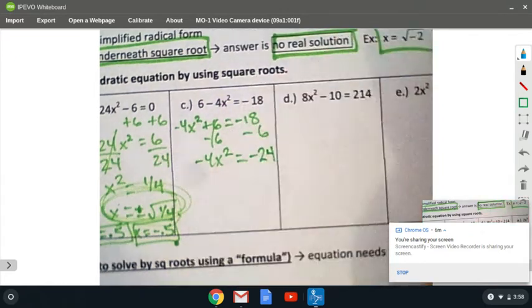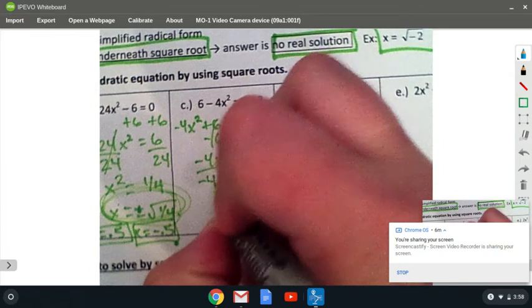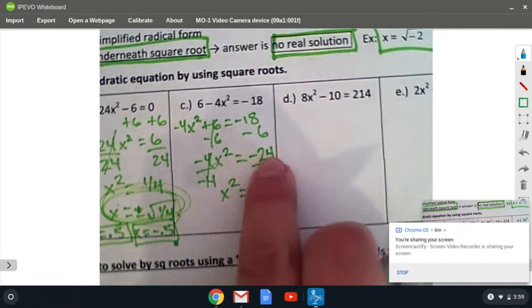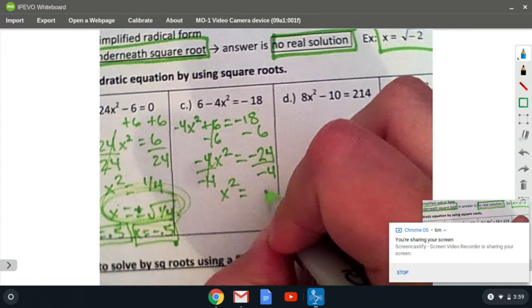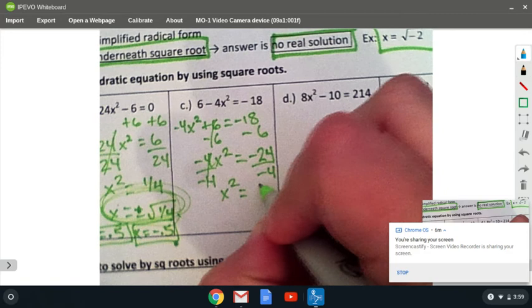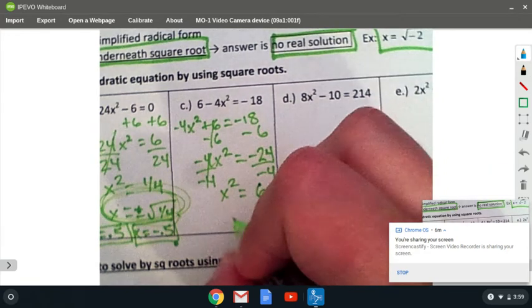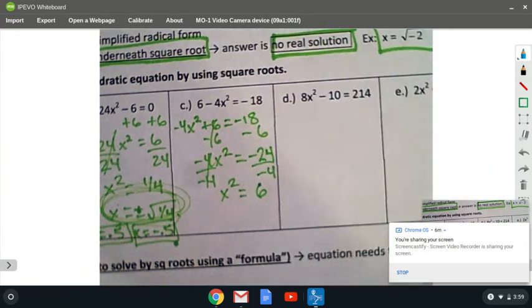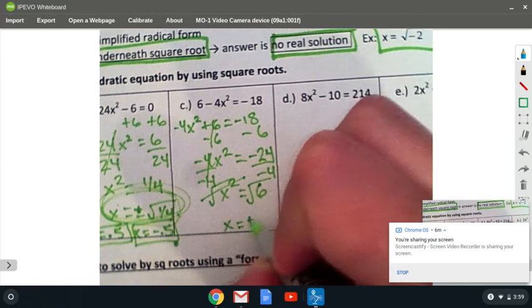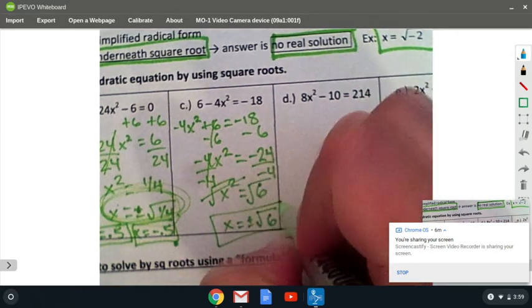This would be negative 24. Divide by negative 4 on both sides. We get x squared equals, I'm dividing a negative by a negative, so that's actually going to give me a positive. Okay. Now, is 6 a perfect square? No. So when I take the square root of both sides, I'm going to just be left with plus or minus square root of 6.